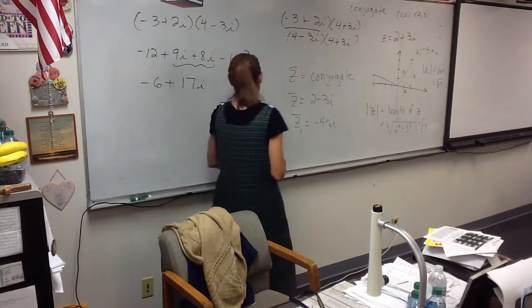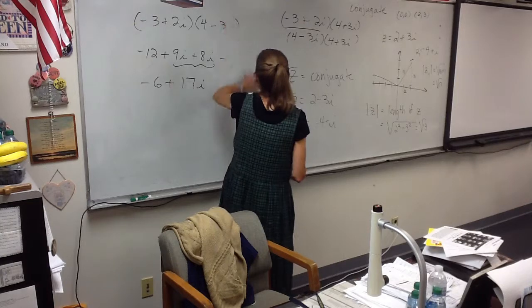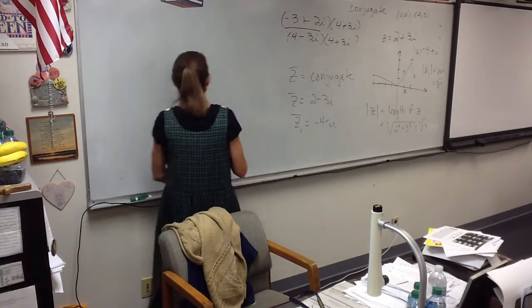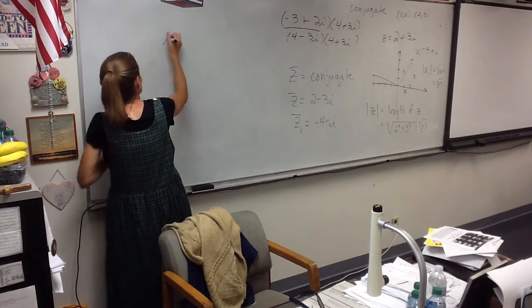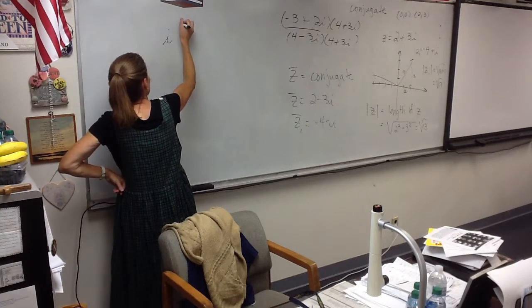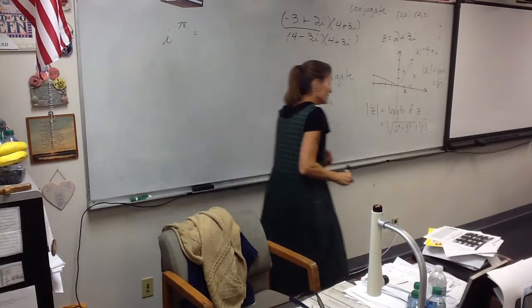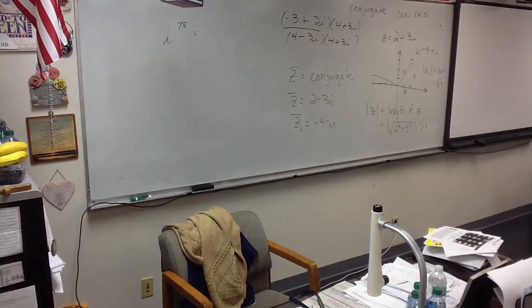Now, just one more random idea that you may have talked about, but it will show up in some of your homework. What are you going to do with i to the 78th power? So far, we know i squared is what? Negative 1.